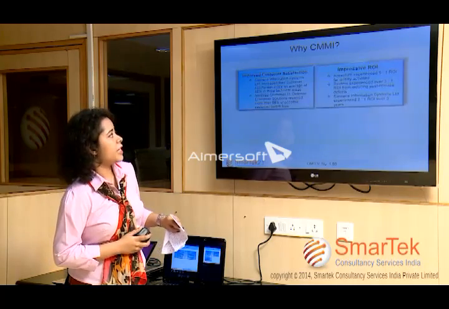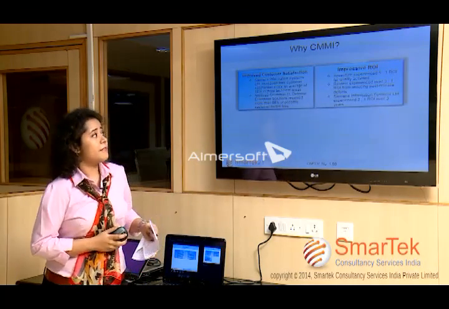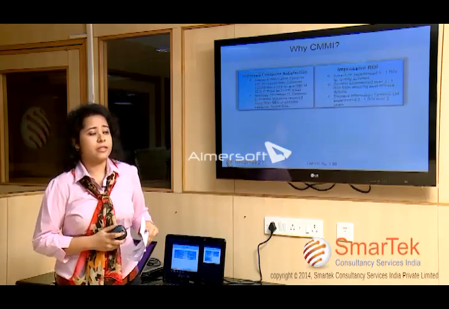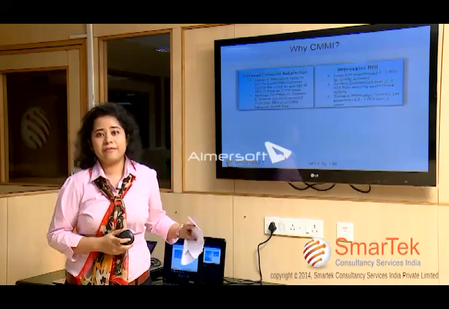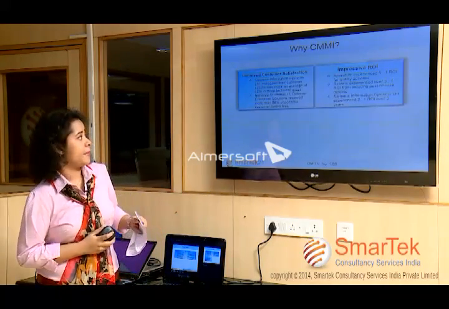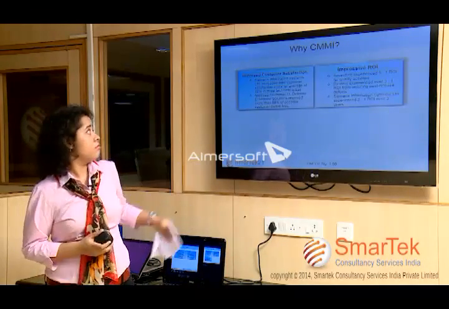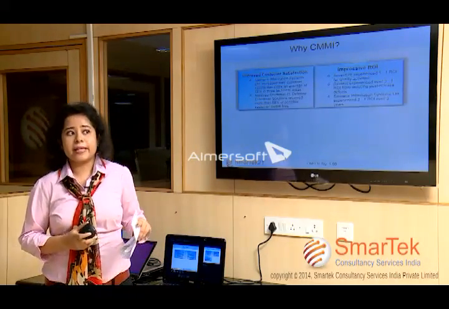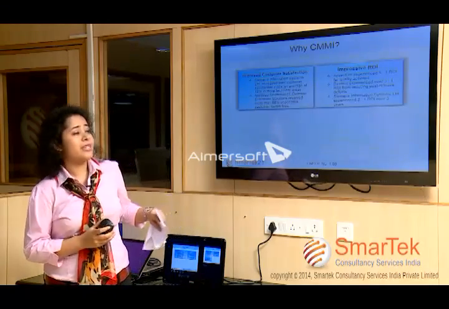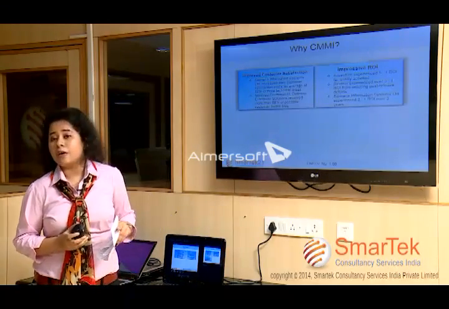Then we have impressive ROI. Accenture experienced 5:1 ROI for their quality activities. So it is quite a value for the investment they made in CMMI. Besides these quantifiable benefits that people are getting, they are also able to get some quality benefits out of CMMI.